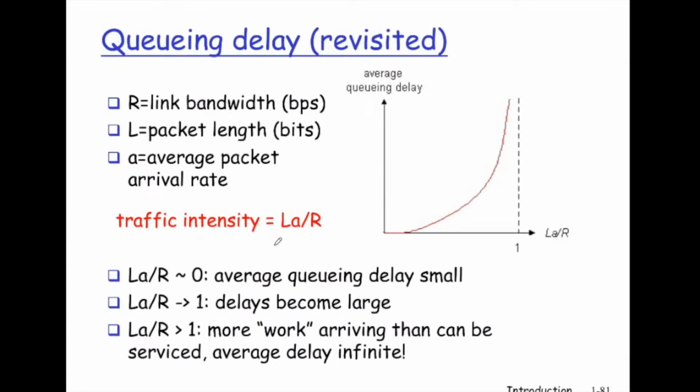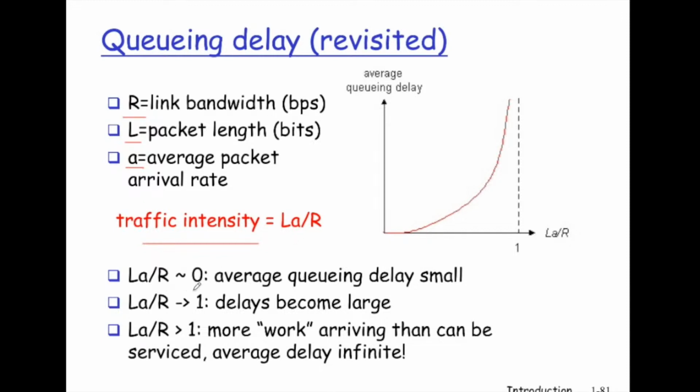Just to give you a sip of how hard it is, let's define again, R being the link bandwidth, L being the packet size. Let's add one more variable, the average arrival rate A. So L multiplied by A is the average bit arrival rate. That is also the incoming traffic rate. R is the outgoing traffic rate. So we could define traffic intensity being LA divided by R.